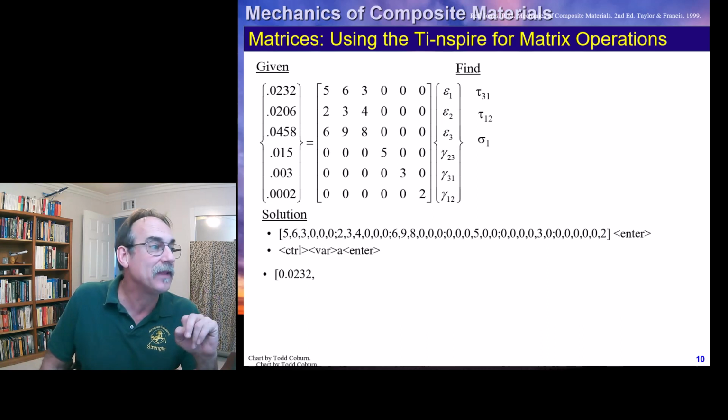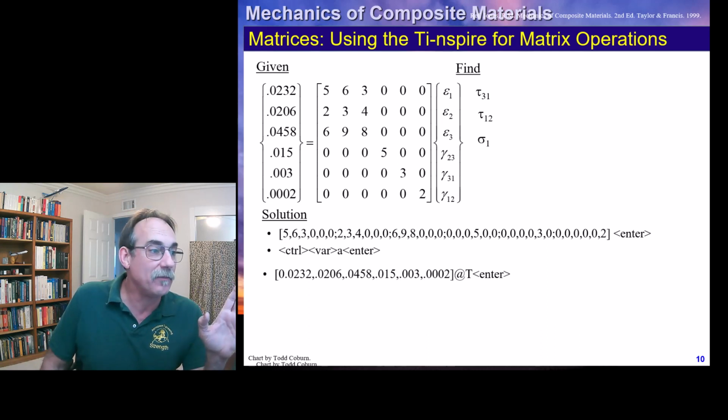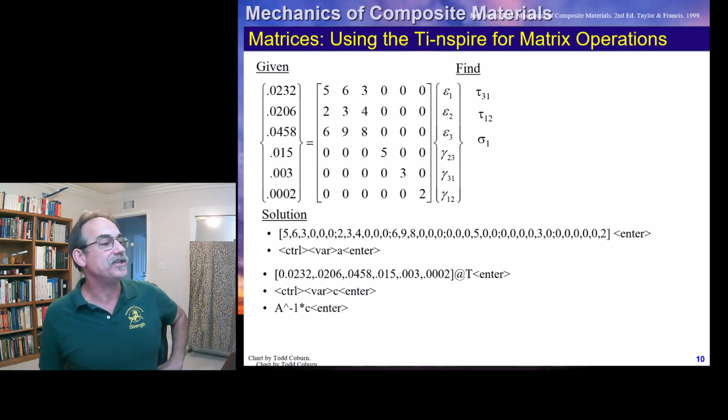Store that. Enter the other column matrix in the same manner we did before, but putting in the values of this matrix, no problem. And we're going to store that. I'm going to call it C. And then we can do this operation.